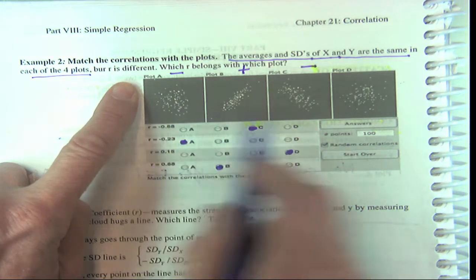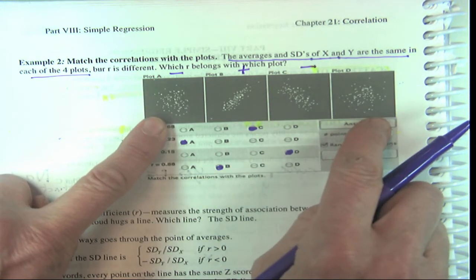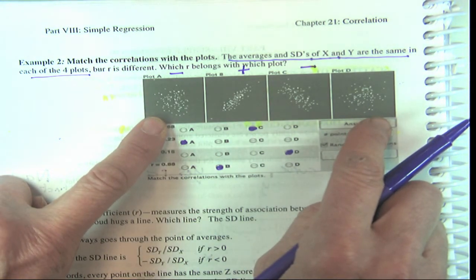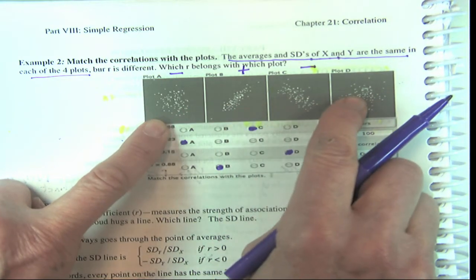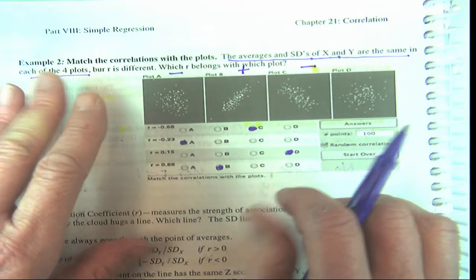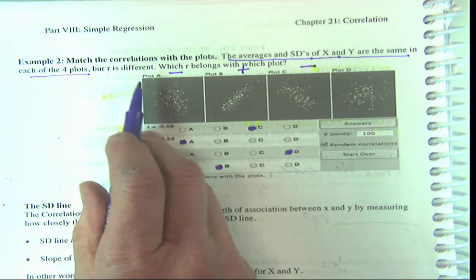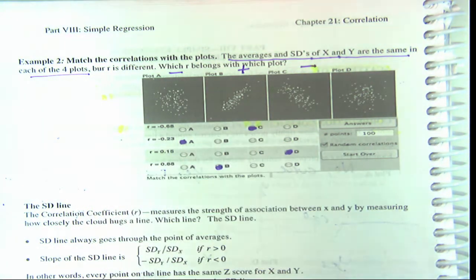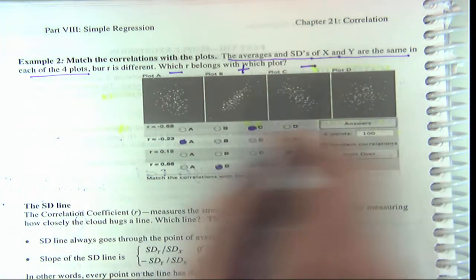Okay? And the reason they're easy to distinguish is because they're all drawn with the same averages and standard deviations. Often you'll see plots with different averages and standard deviations, and it's difficult sometimes to tell which ones actually have stronger R's or weaker R's, because R is in relation to the standard deviations. But here you can match them up.